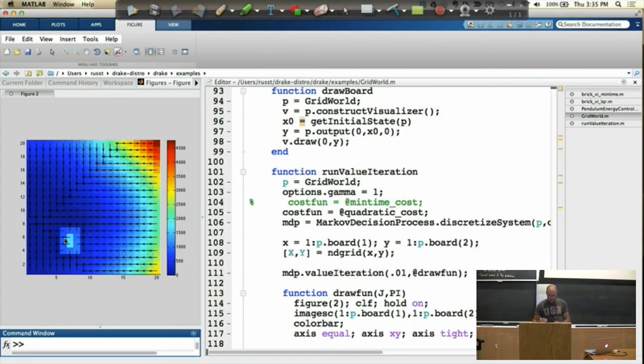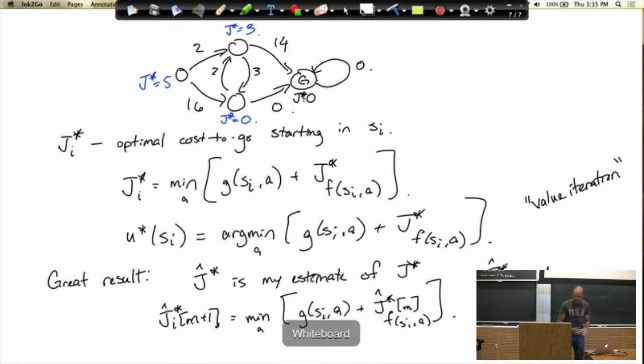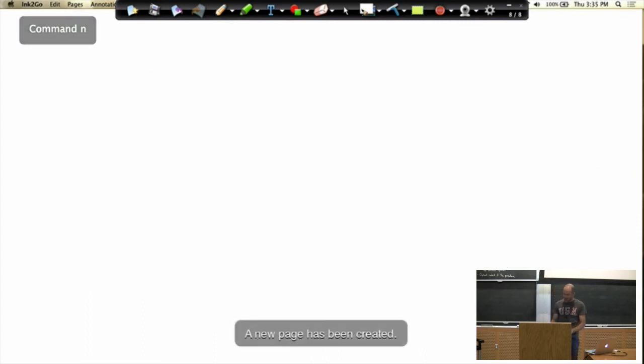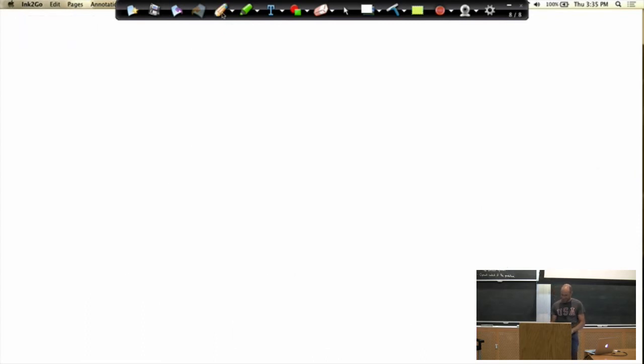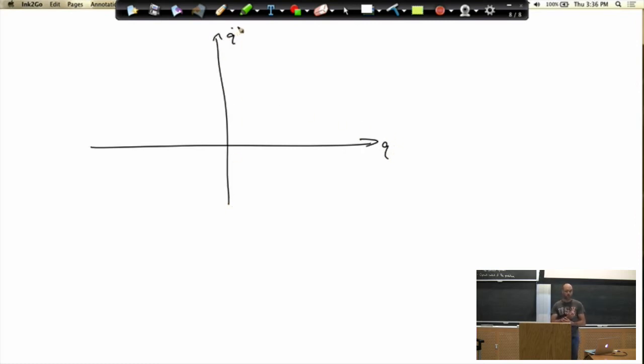Okay, so for the double integrator, how are we going to do that? It seems like a far way away from solving a real continuous problem, right? So let me take one step. If I were to just do something that doesn't really work that well, but it gets you thinking about it. So let's write the phase diagram of my double integrator.